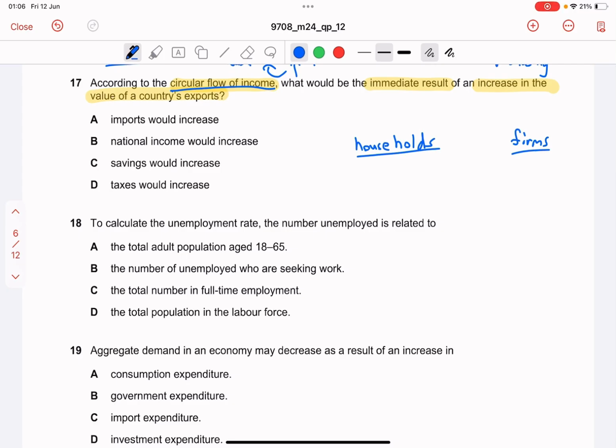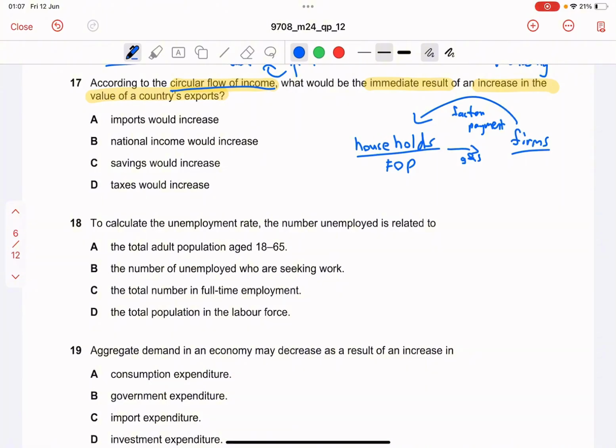So how it works is that the firms will give households the factor payments, the rewards for the factors of production, so that they will produce goods and services. Let's just say G and S. And so this is the movement of money.